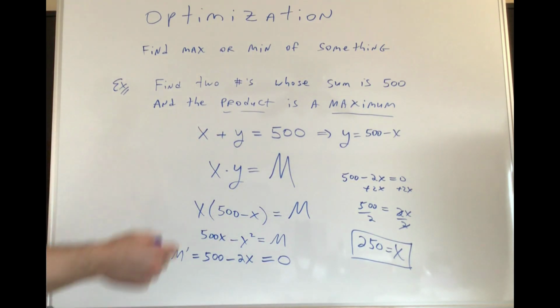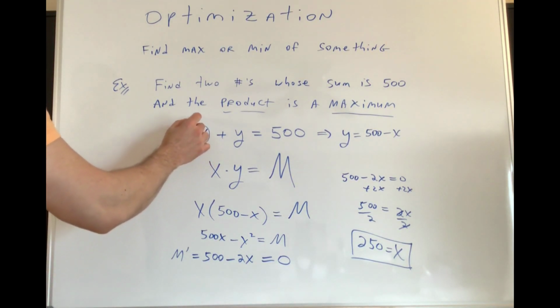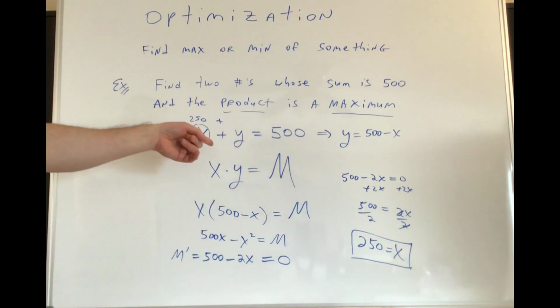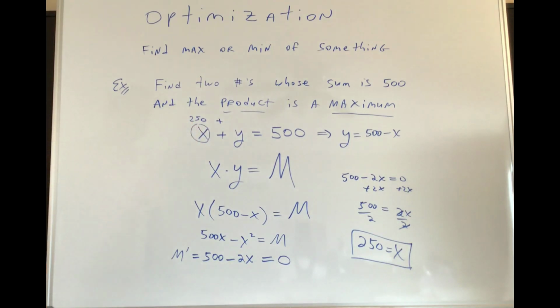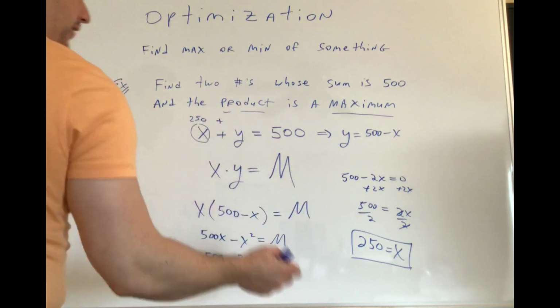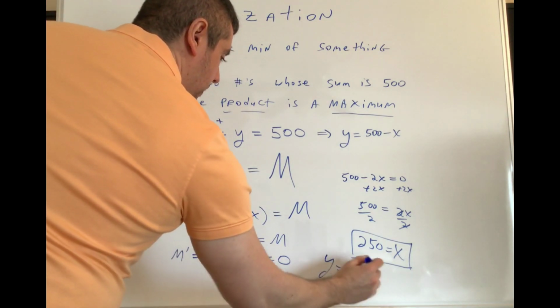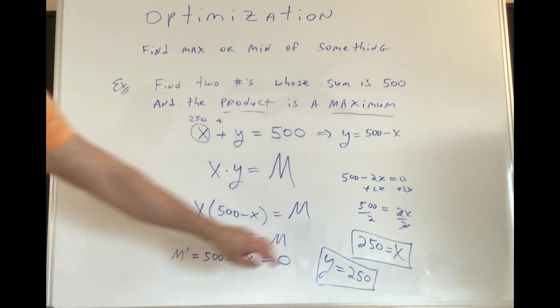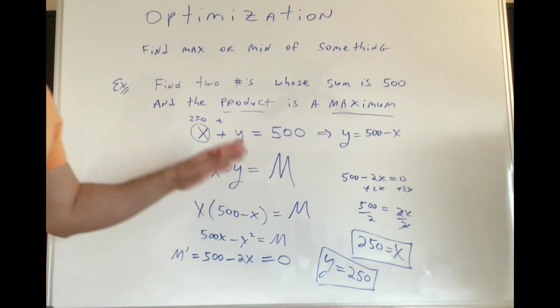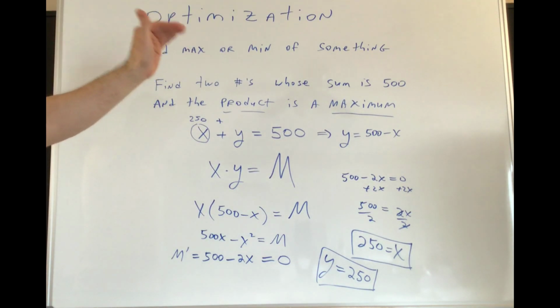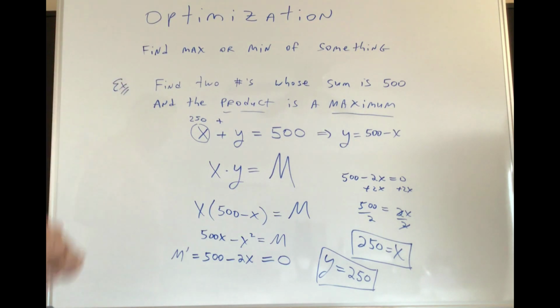Now, if x were 250, I hope you can tell what y has to be. Just subtract 250 over, so then y has to be 250 as well. So it turns out, right down the middle. I'm looking for two numbers whose sum is 500, 250 and 250, whose product is a maximum. If you list any other pair of numbers that add up to 500 and multiply them together, it will be less than this product. You do 250 times 250, that's the biggest that you get.